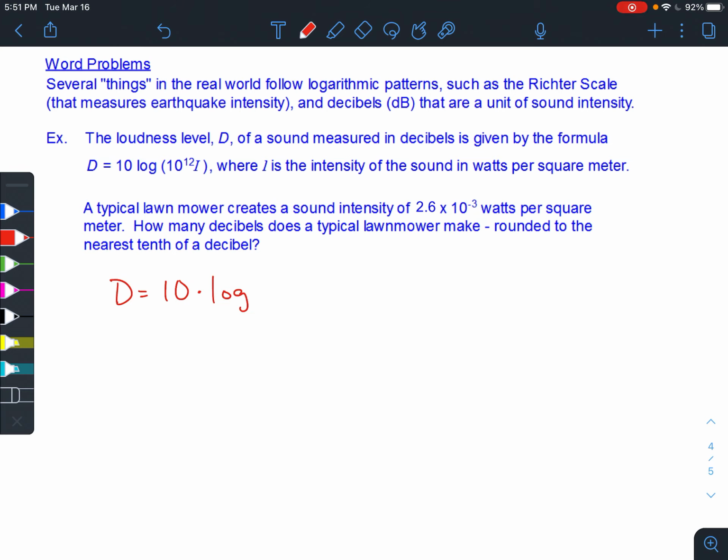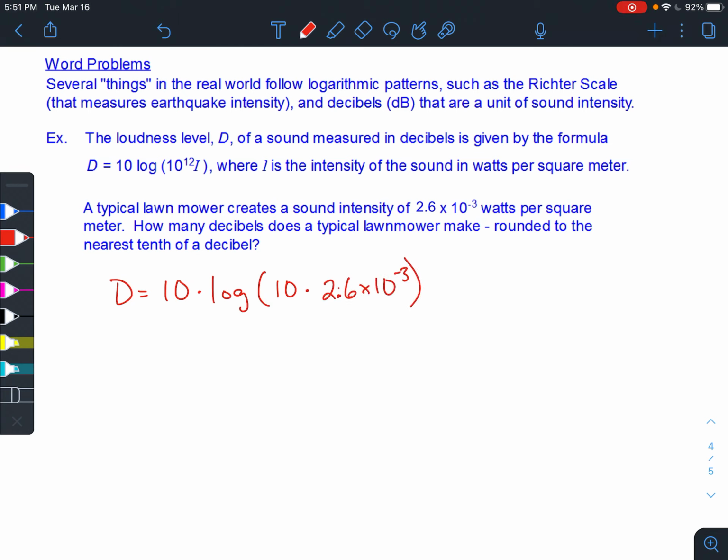And then log, and again, it is log base 10, and most calculators work on log base 10 by default. If you have an Inspire, you might have to type in the subscript for your log. It just depends on the model calculator you have. But anyway, we've got that parenthesis there. Now we've got 10 times the I, and we were told in the problem the I is 2.6 times 10 to the -3rd.